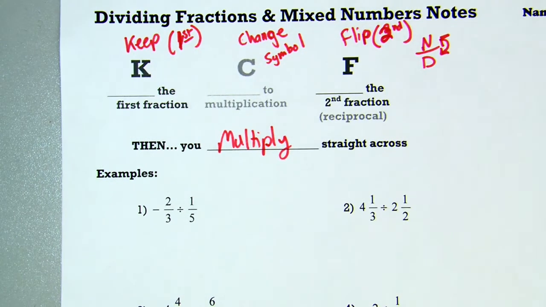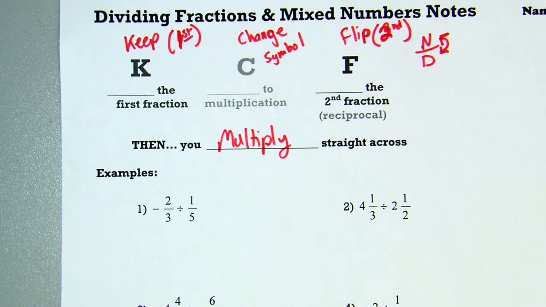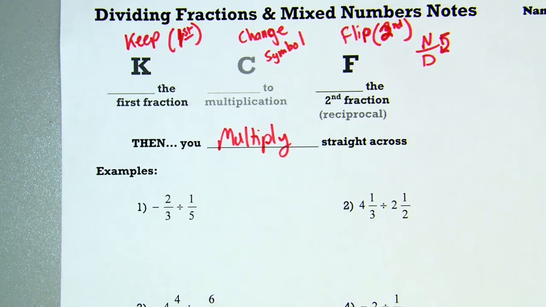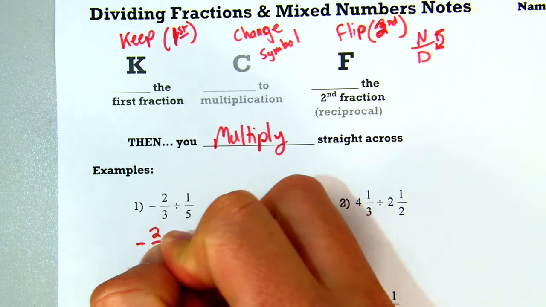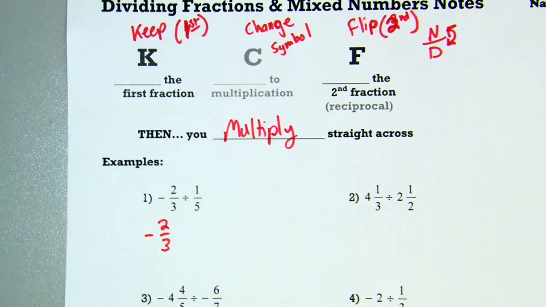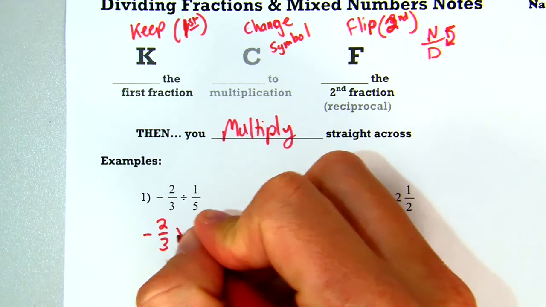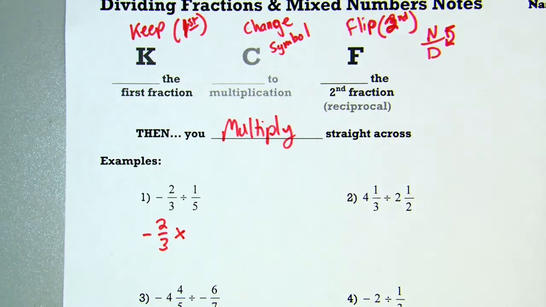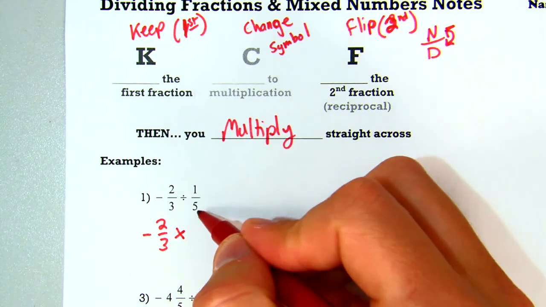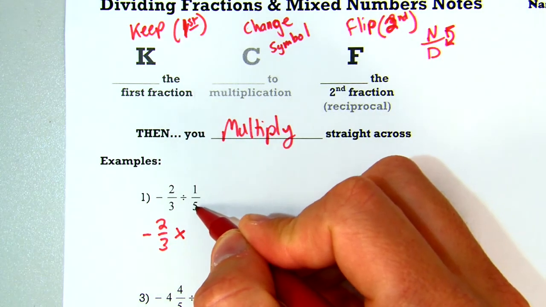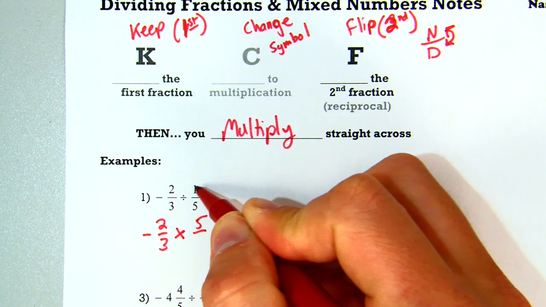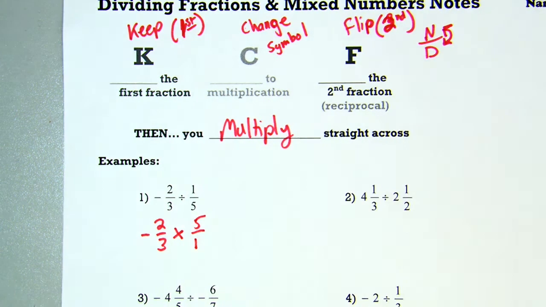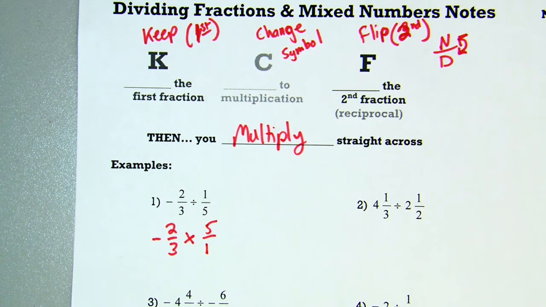Alright. So number one, we have negative 2/3 divided by 1/5. Okay. So I'm going to go ahead and keep my first fraction, so negative 2/3. Then my division symbol is going to turn to a multiplication symbol. That's my change. And then my second fraction is going to go ahead and get flipped, meaning my 5, which is in the denominator, is going to get changed to the numerator. And then my 1 that's in the numerator is going to get switched to the denominator. So now I have negative 2/3 times 5 over 1.